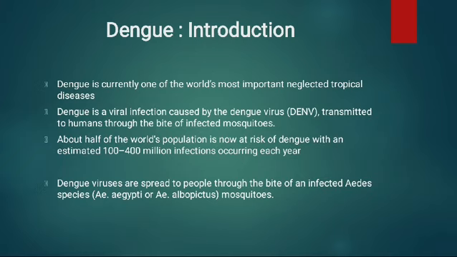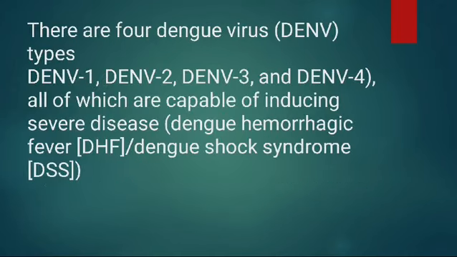About half of the world's population is now at risk of dengue, with an estimated 100 to 400 million infections occurring each year. Dengue viruses are spread to people through the bite of an infected Aedes species, that is, Aedes aegypti or Aedes albopictus mosquitoes. There are four types of dengue viruses, that is dengue virus 1, dengue virus 2, dengue virus 3, and dengue virus 4, all of which are capable of inducing severe disease like dengue hemorrhagic fever, called DHF, and dengue shock syndrome, called DSS.